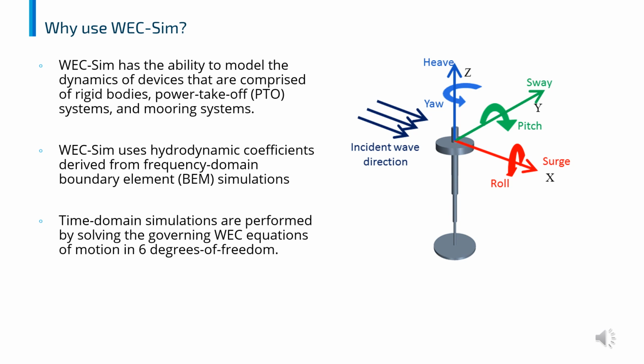WEC-Sim models each body separately and solves the time domain equations of motion for each body in 6 degrees of freedom. The 6 degrees of freedom modeled by WEC-Sim for each body are defined on the right-hand side of this figure, where the incident wave direction is in positive x, heave is positive z, and sway is positive y. Rotation about x is roll, rotation about y is pitch, and rotation about z-axis is yaw.